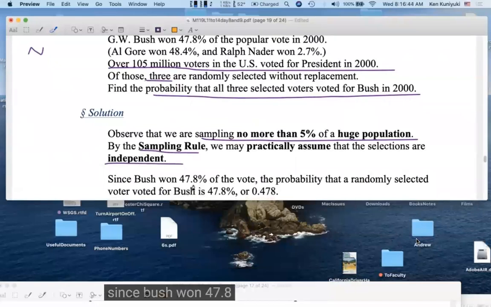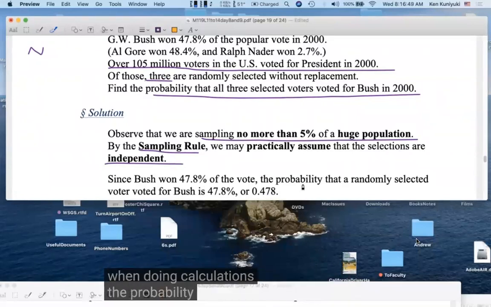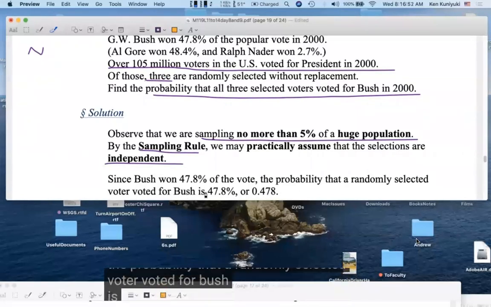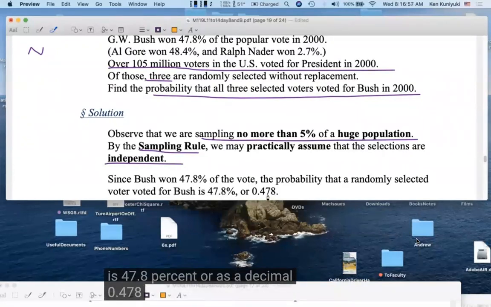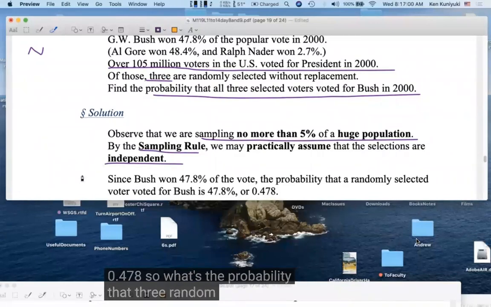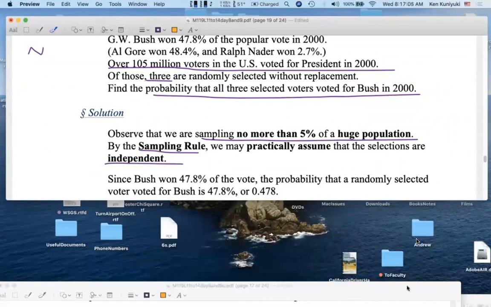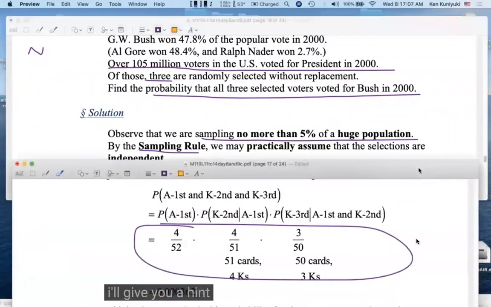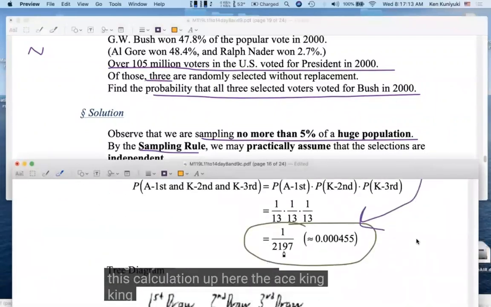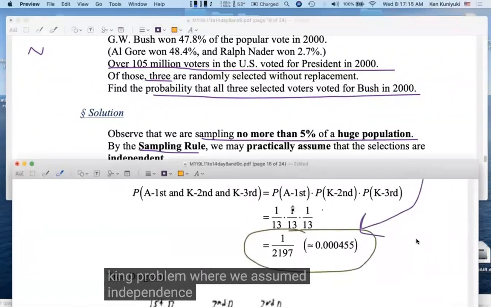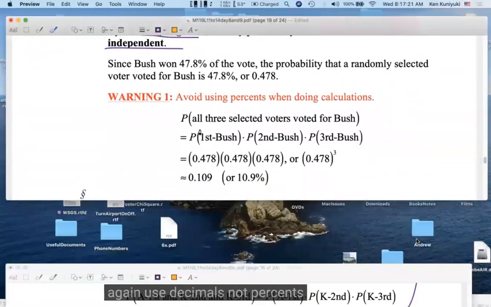Since Bush won 47.8% of the vote, remember, we like to convert to decimal when doing calculations. The probability that a randomly selected voter voted for Bush is 47.8%, or as a decimal, 0.478. So what's the probability that 3 random voters voted for Bush, assuming independence? I'll give you a hint. Remember this calculation up here, the ace-king-king problem where we assumed independence. Again, use decimals, not percents.